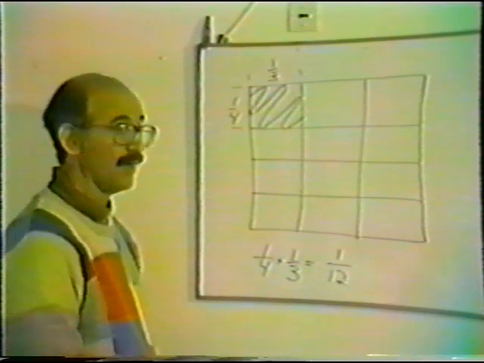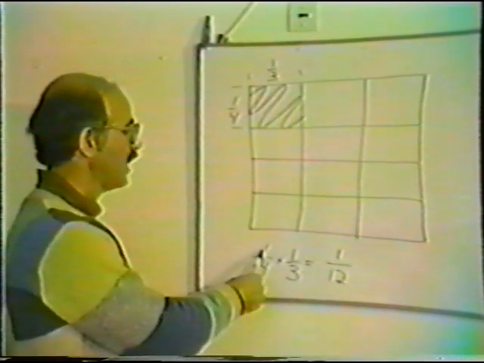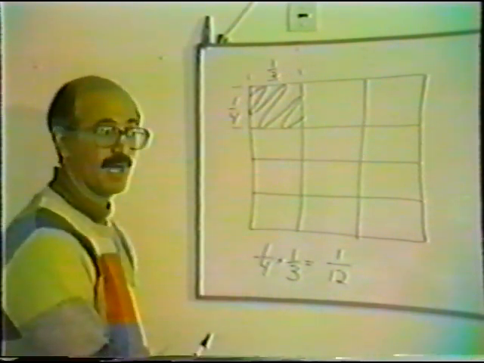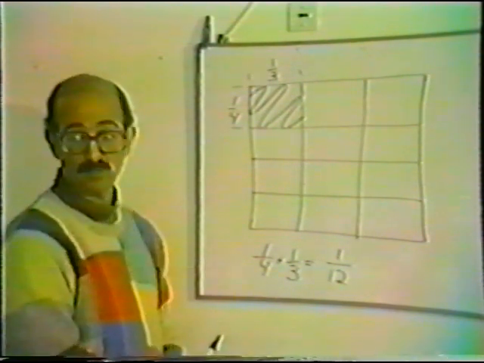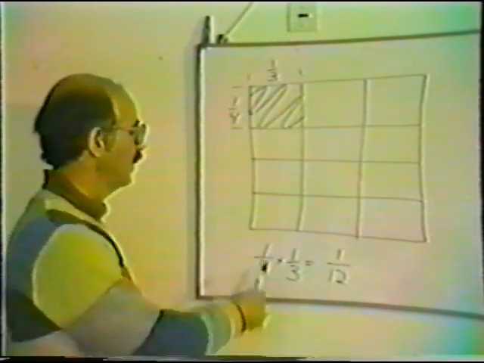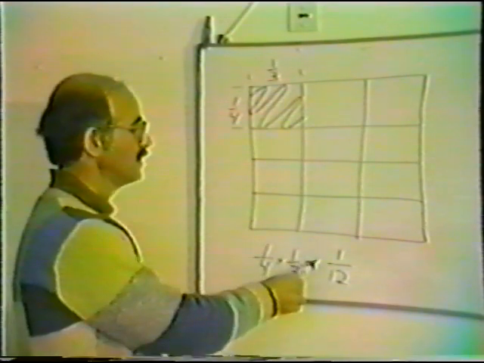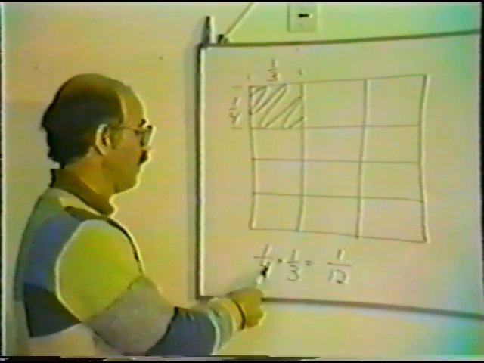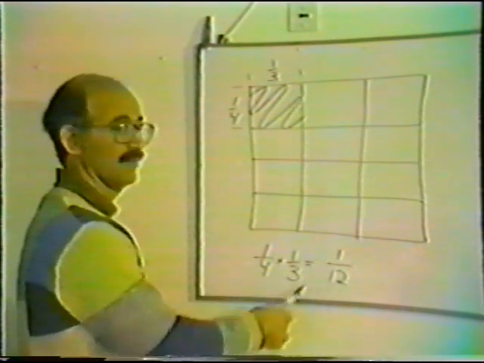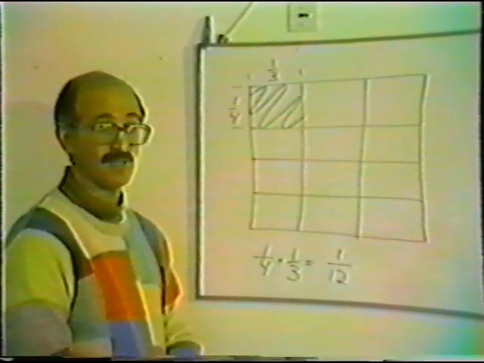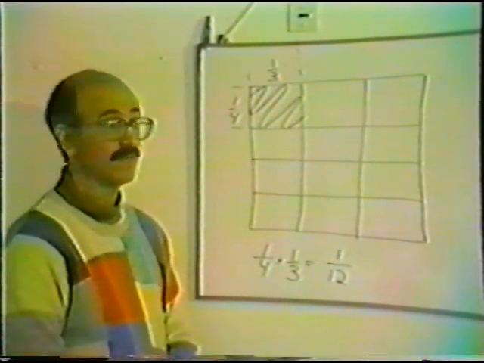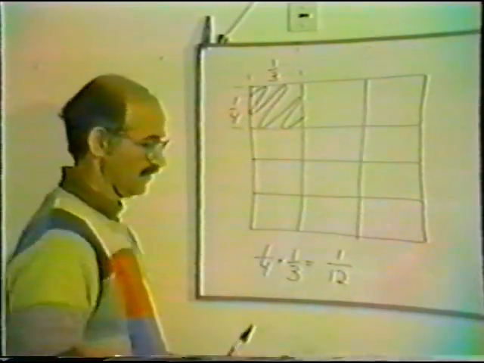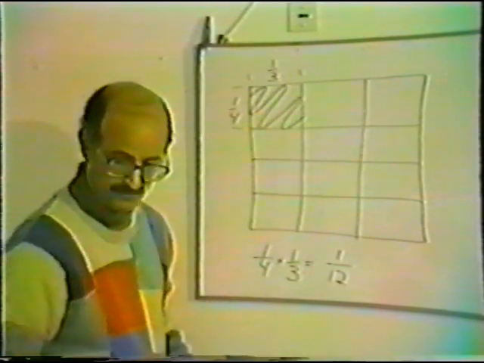All we need to know is that when we multiply fractions, we just multiply across the top and multiply across the bottom. 1 times 1 is? 1. And 4 times 3 is? 12. It works. It gives us the same answer that we got when we drew our picture.